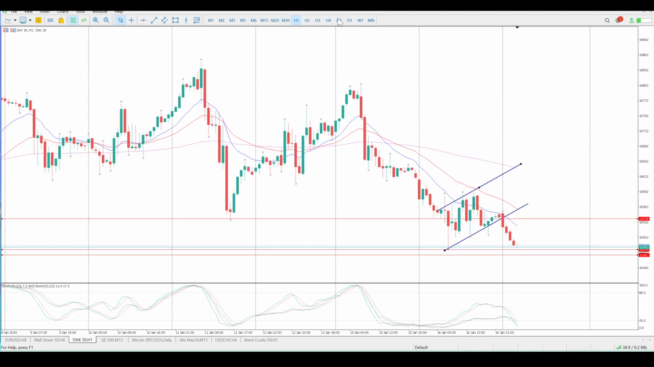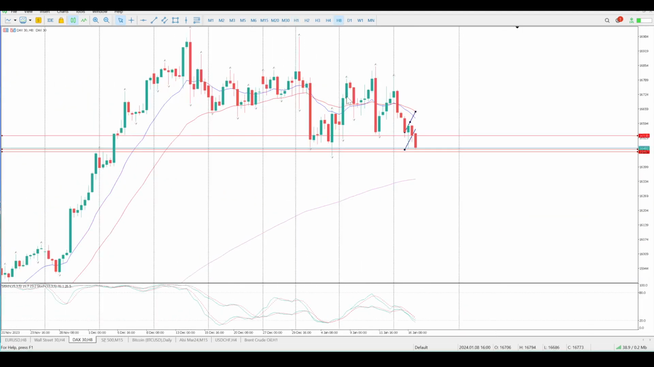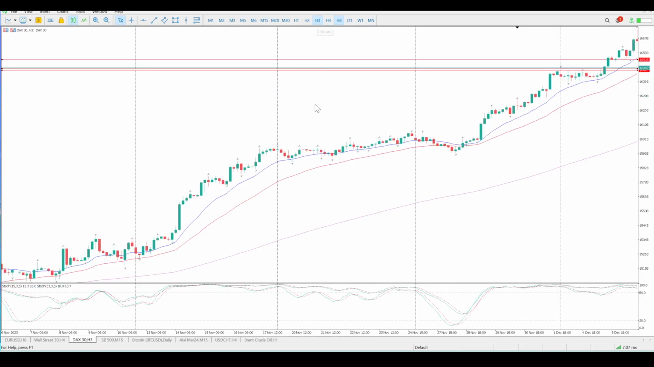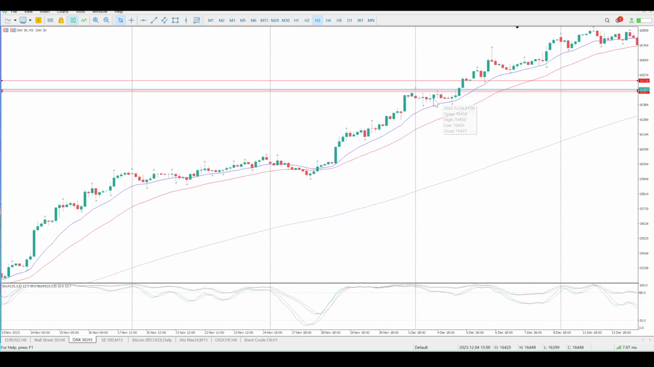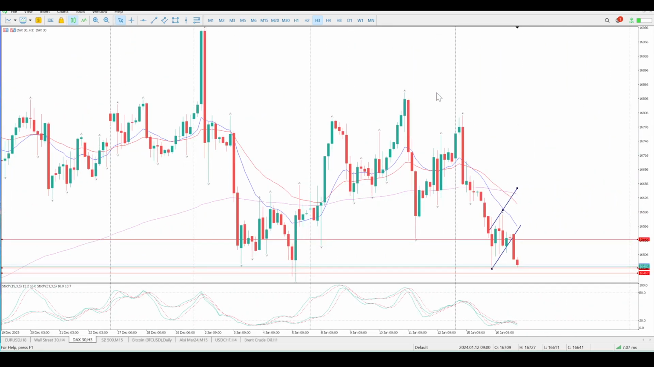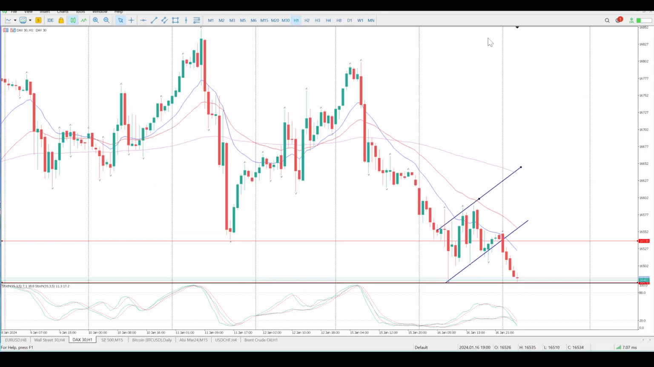Now I just want to drop back to the 8 hour just to see if we're missing anything. There's a little pin bar there, and there is a second fractal here as well on the 3 hour. So that definitely is a zone that you need to be very careful of. Let's get back here.